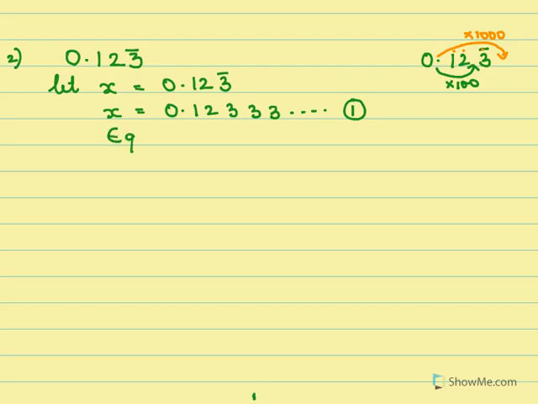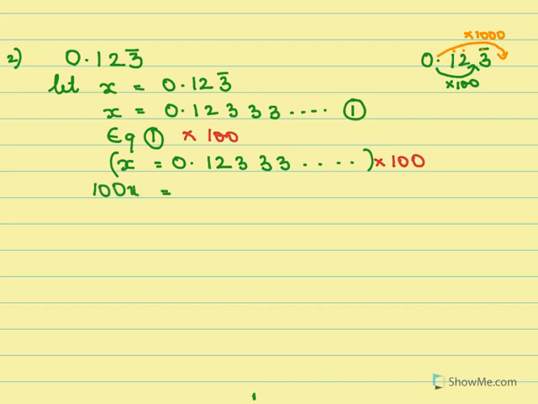So I take equation 1 and I'll first multiply it by 100. This is equation 1, x equal to 0.123, and on multiplying by 100 I will get 100x, and here I multiply by 100, so the decimal will move out here, and I'll have now 12.333, and that will be my equation 2.